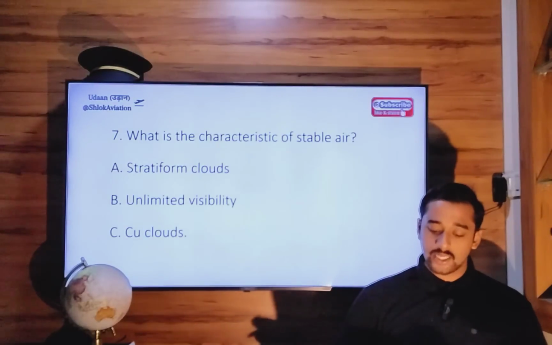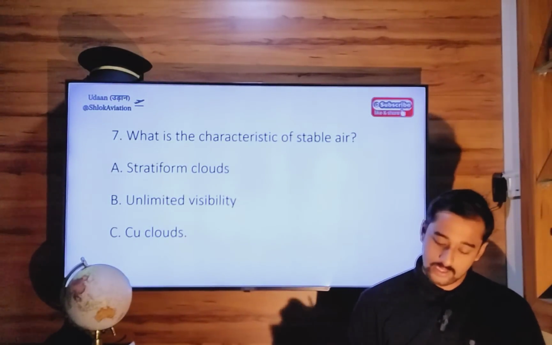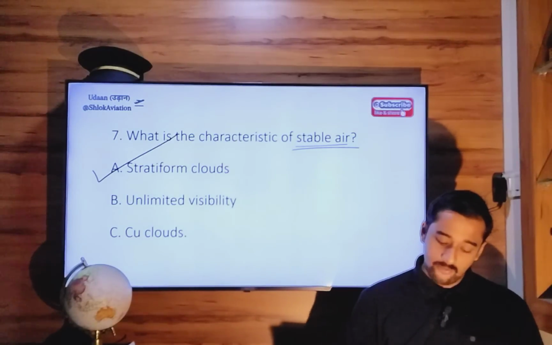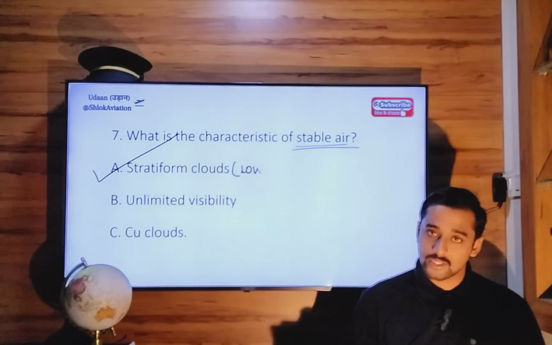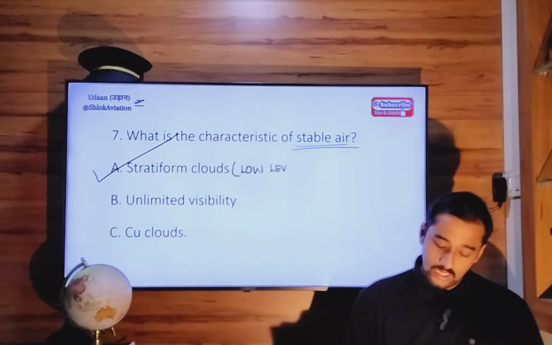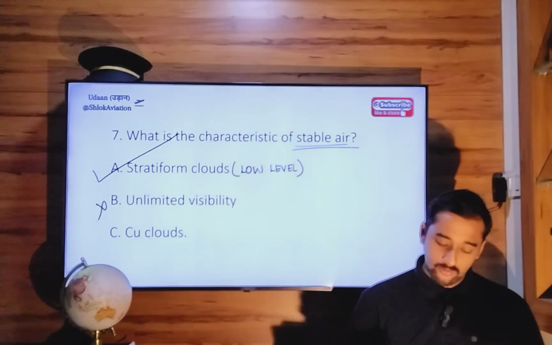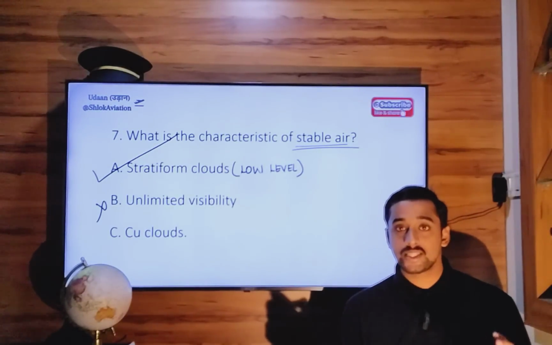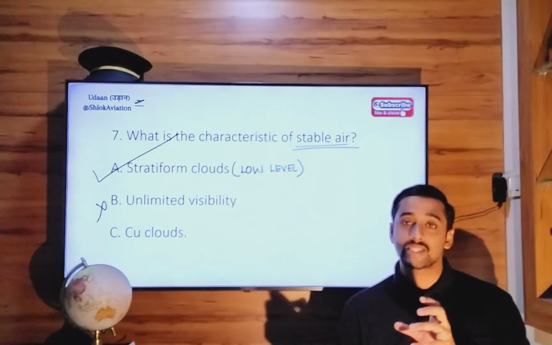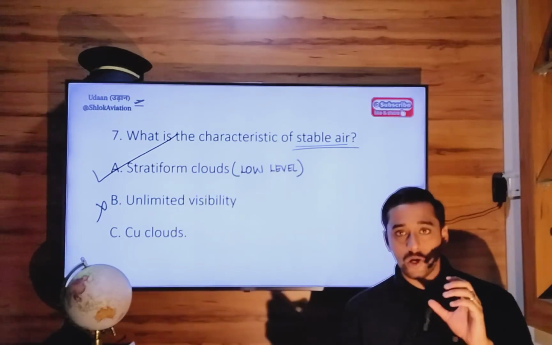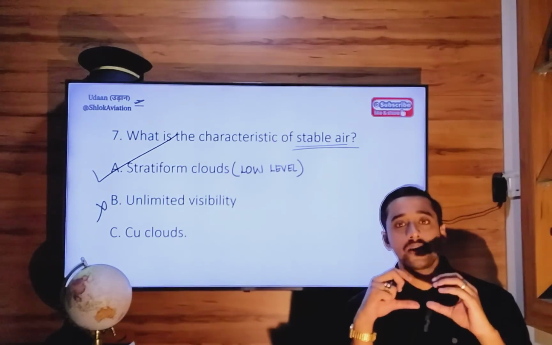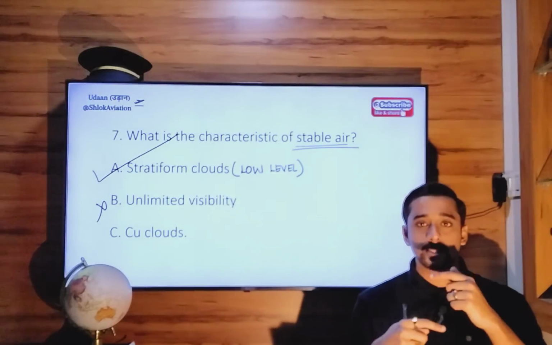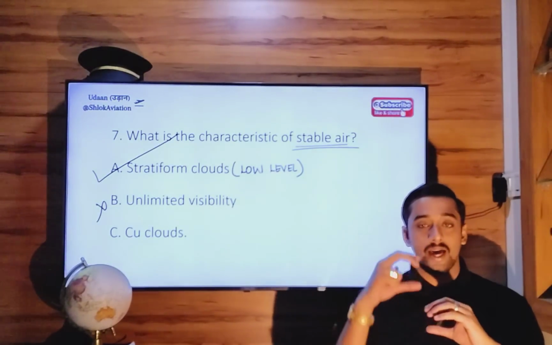What is the characteristic of stable air? Stable air, stratiform clouds? Yes. Stratiform clouds are nothing but low level clouds. Unlimited visibility. That is wrong. We just saw the example of inversion, which is a consequence of stable atmospheric conditions. Because of stability, the pollutants in the atmosphere remain trapped in lower levels of it. As a result, there is no turbulent mixing between the lower levels of the atmosphere and higher levels.